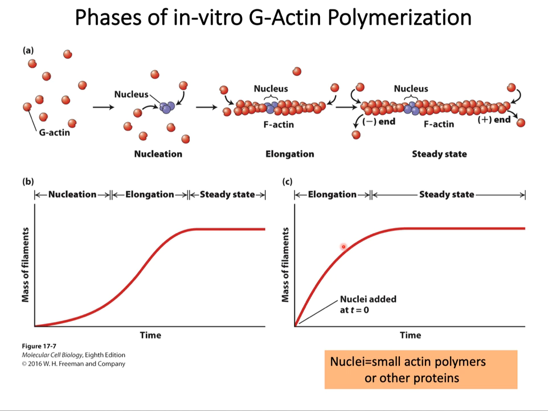On the right graphical representation, now if you happen to add some kind of nucleus to a reaction, and the nucleus could be a small actin polymer or some actin binding proteins that can serve as a nuclei, and we'll talk about these later. But then you can see that you can overcome this lag phase quite efficiently, and you get more rapid elongation until you reach the steady state.